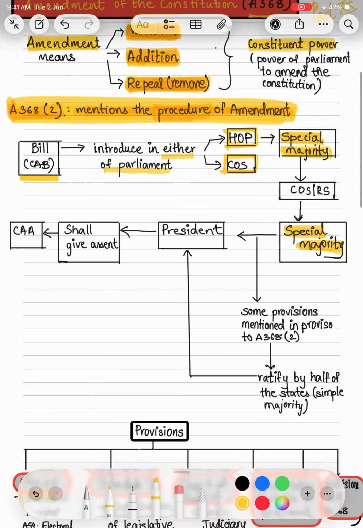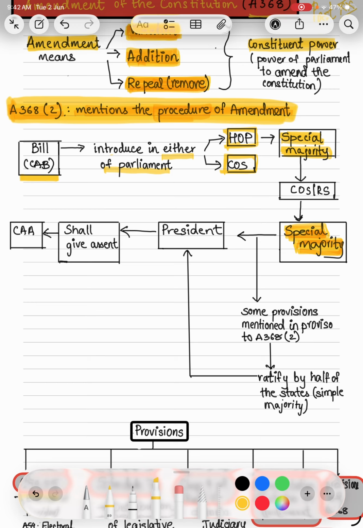I'll explain one more in another video what are the different types of majorities that we have. I have actually explained it already in one of my previous videos. I'll upload it. In that video it's been completely explained. So this is special majority.